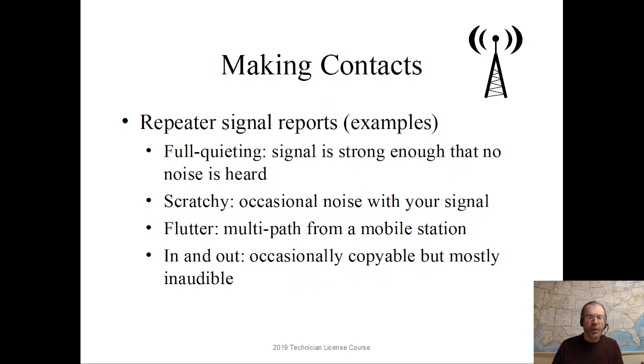You can give a signal report on a repeater, and usually this is just done in plain language. If somebody says that you are full quieting, that means your signal is strong enough that no noise is heard, so none of that background hiss. If it's scratchy, then there's occasional noise with your signal. If there's flutter, there might be multipath operation, so it might be kind of a foof, foof, foof sound to the signal. And if you're going in and out, that means occasionally your signal is copyable but mostly inaudible.